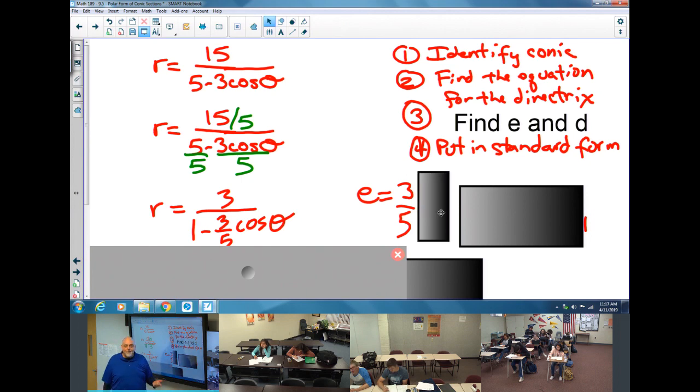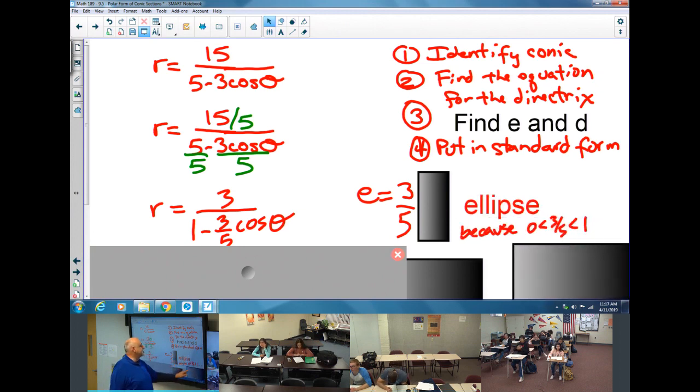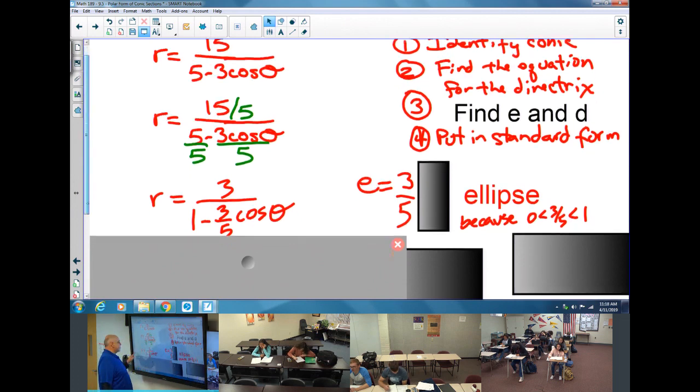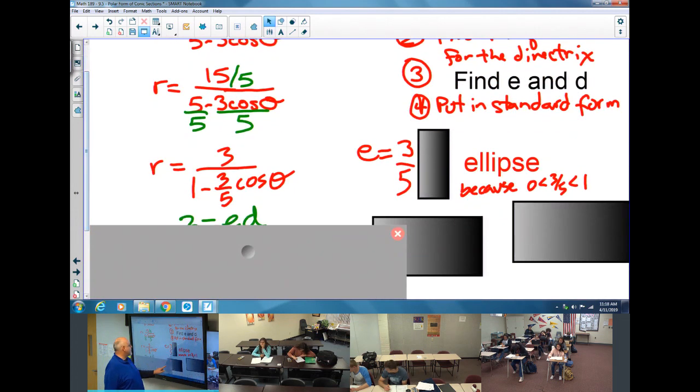All right, now, what type? So if E is 3/5, what type of conic section is it? Ellipse. It's an ellipse because 3/5 is between 0 and 1. Okay, so it's an ellipse. Very good. Okay, next.